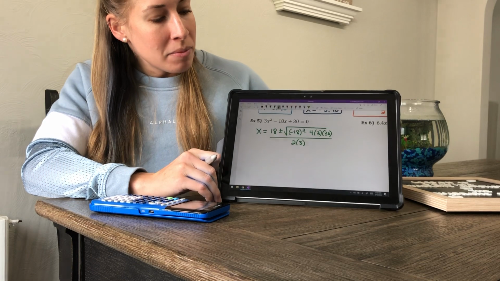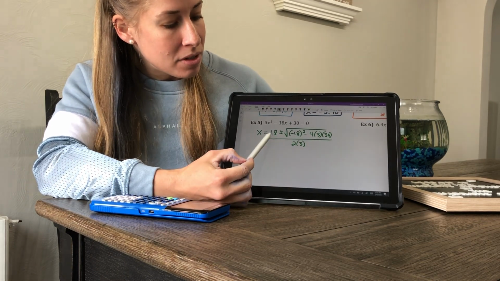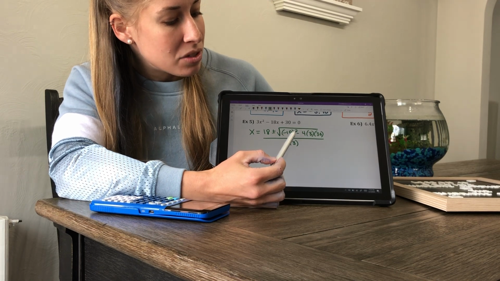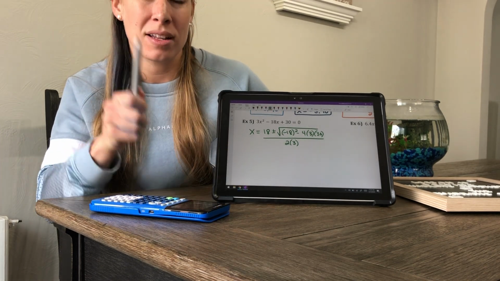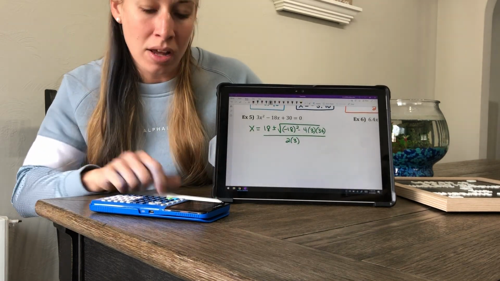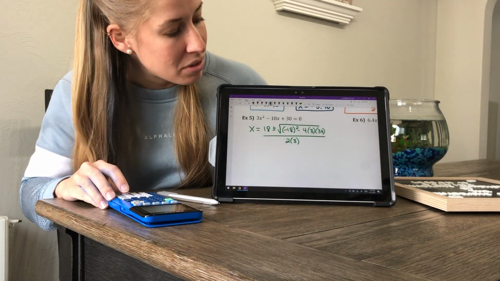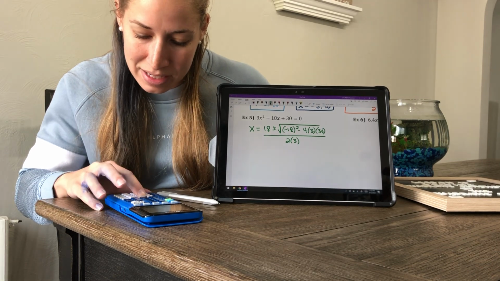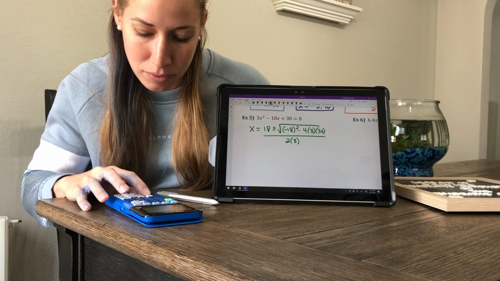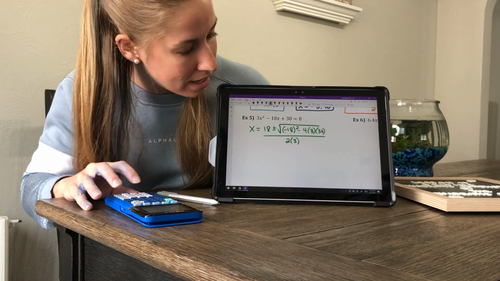Something you should notice: b is negative, so the opposite of b here is positive. Then plus or minus the square root of b squared, negative 18 squared. It's a negative times a negative, which makes it positive, so you should not get a negative number there. So typing in b squared minus 4ac, we've got negative 18 in parentheses squared minus parentheses 4 times a times c.